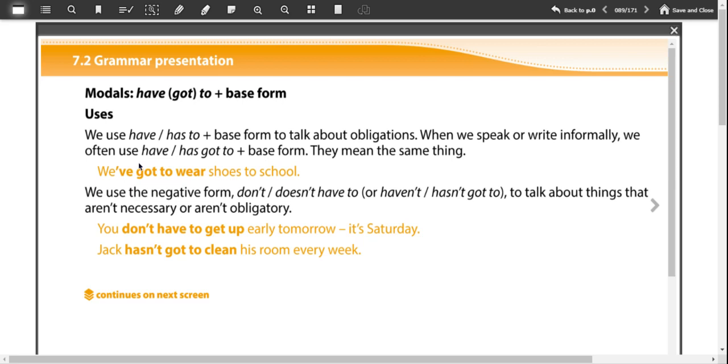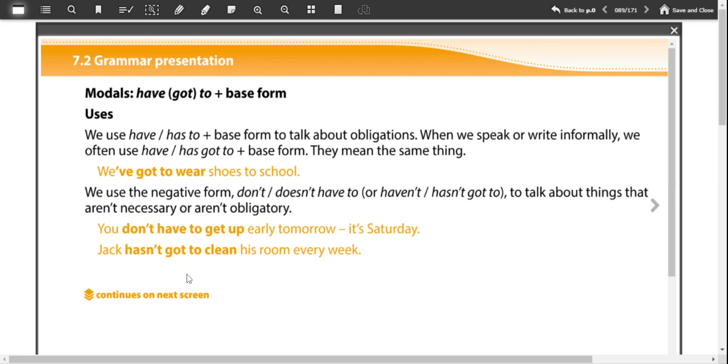We're saying an obligation. We use the negative form, right? Don't have to or doesn't have to talk about things that are not necessary or that are not an obligation to do. For example, you don't have to get up early tomorrow. It's Saturday. So it's not an obligation. If it's a Monday, Tuesday, Wednesday, and we were going to school, then it's an obligation. You have to wake up early. But since it says don't have to, it means that it's not necessary or it's not an obligation.